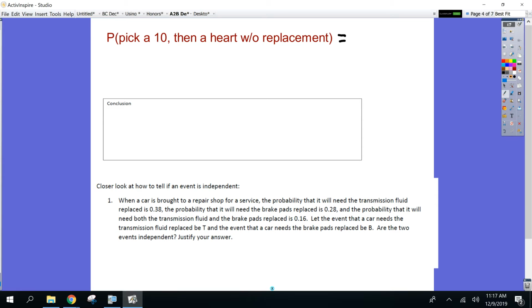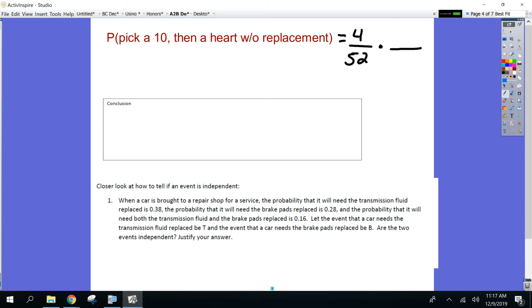How many 10s? I just want to know the probability I pick a 10 out. 4 out of 52. Okay, I do not replace it. I do not replace it. What's the probability I then pick a heart now?